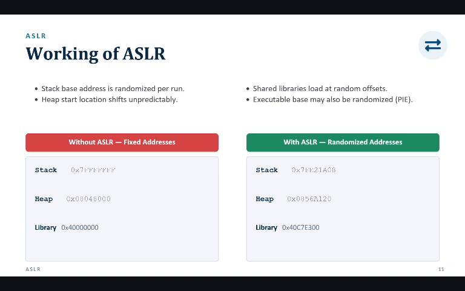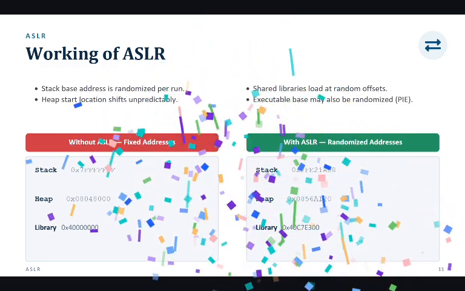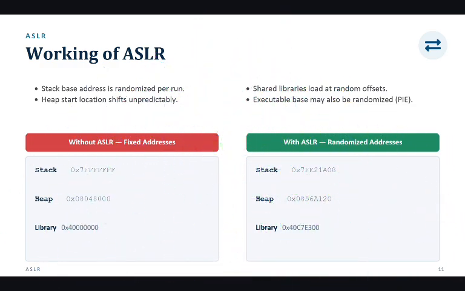How does this actually work under the hood? On every run, the stack base address is randomized. The heap start location shifts, shared libraries load at random offsets, and on many systems, even the executable's own base address is randomized, a technique called PIE.